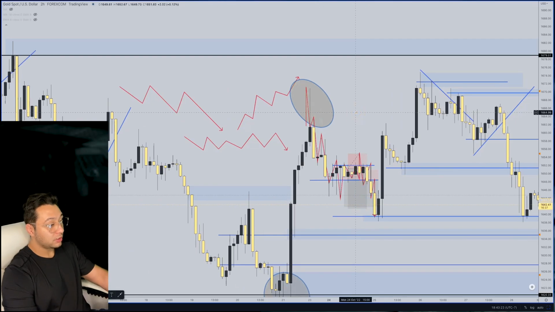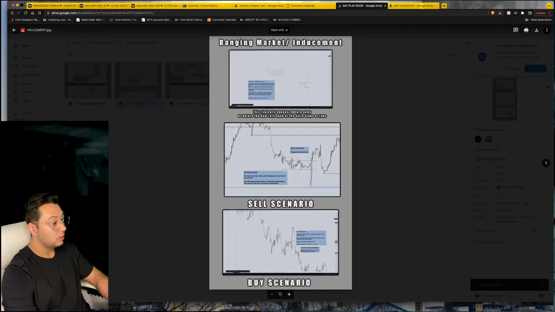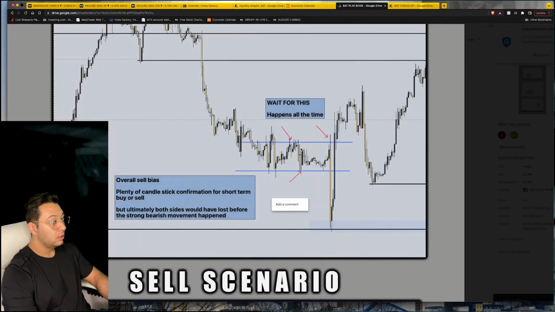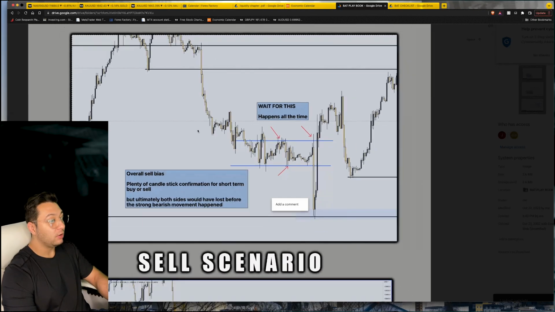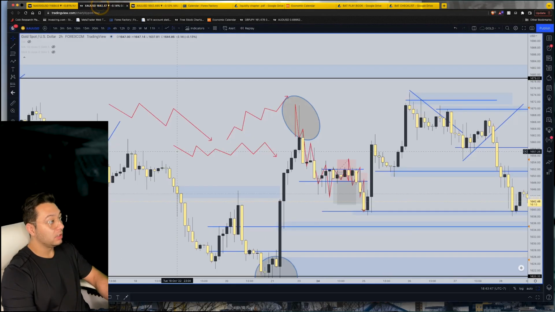So in this situation, let's go to the playbook here. So we have our sell scenario, just like this, okay? You have to wait for these wicks or exhaustion to happen. You have an overall sell bias, right? Because you saw a few things that happened.